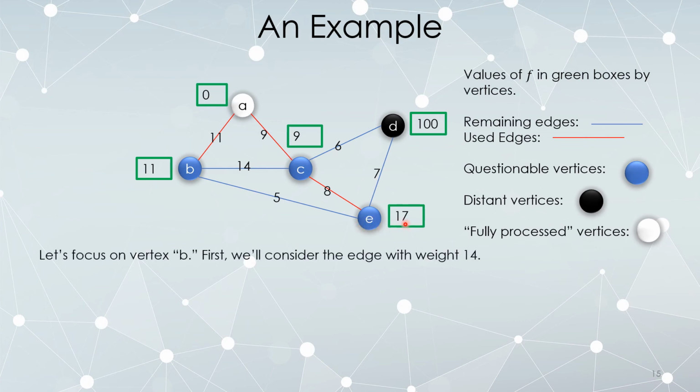Now let's actually change focus. Pick one of the questionable vertices. Let's suppose we pick B. Let's consider the edge with weight 14.